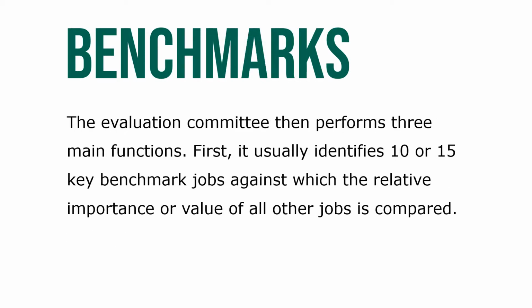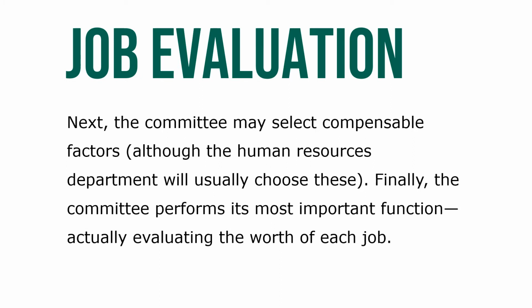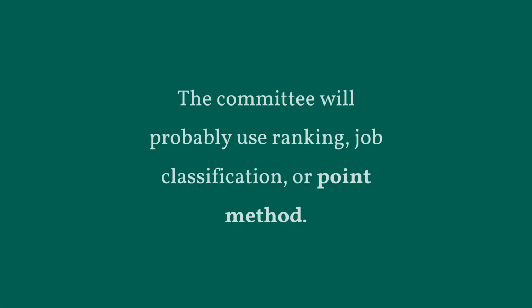The evaluation committee then performs 3 main functions. First, it usually identifies 10 or 15 key benchmark jobs against which the relative importance or value of all other jobs is compared. Next, the committee may select compensable factors, although the HR department will usually choose these. Finally, the committee performs its most important function, actually evaluating the worth of each job. The committee will probably use ranking, job classification, or a point method of job evaluation.